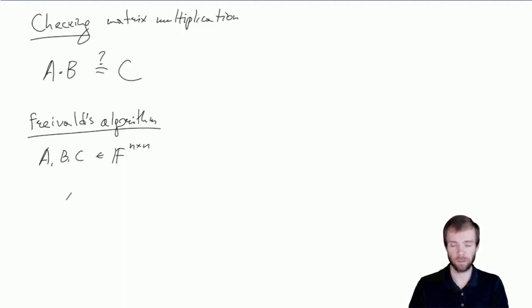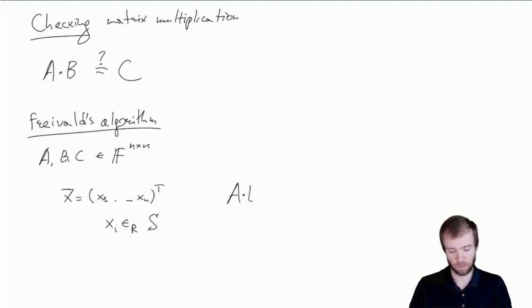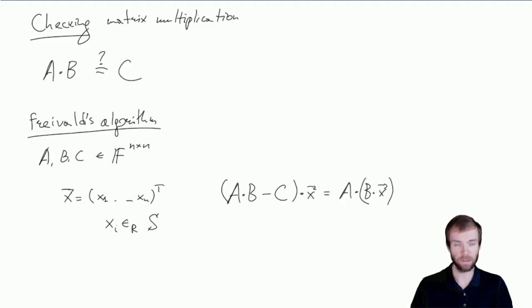So let's now take a random column vector x, such that each of its components is taken at random from a finite set S. And let's compute the product (A times B minus C) times x. Now, to compute this product, we do not actually need to multiply matrices A and B, because we can write this as A times (B times x) and group it like this, and minus C times x.